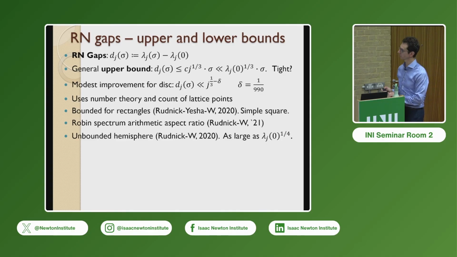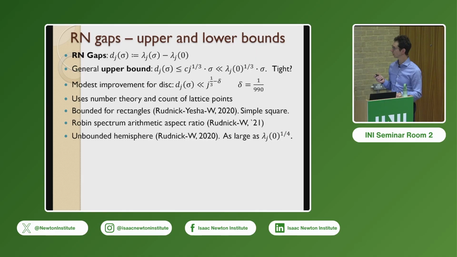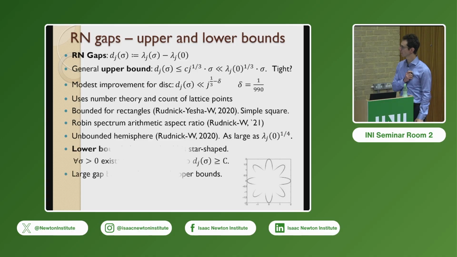We showed that for the hemisphere, these numbers are in fact unbounded, Robin-Neumann gaps. The hemisphere is not a planar domain, but it's still a surface, and we can still study the same problem. I'm going to discuss it in more detail in the second part of my talk. And in fact, they can grow as large as lambda_j at 0 to the power 1/4. So this is rather rapid growth.